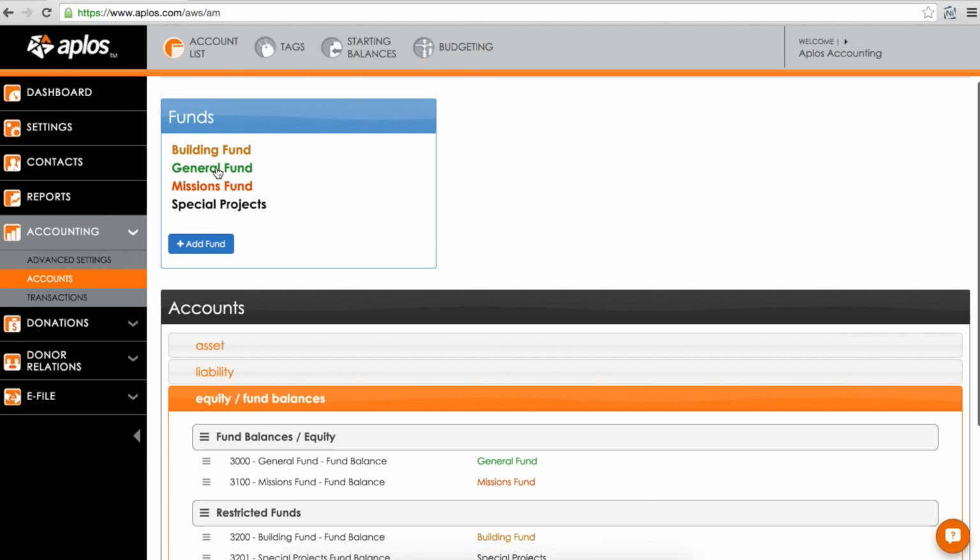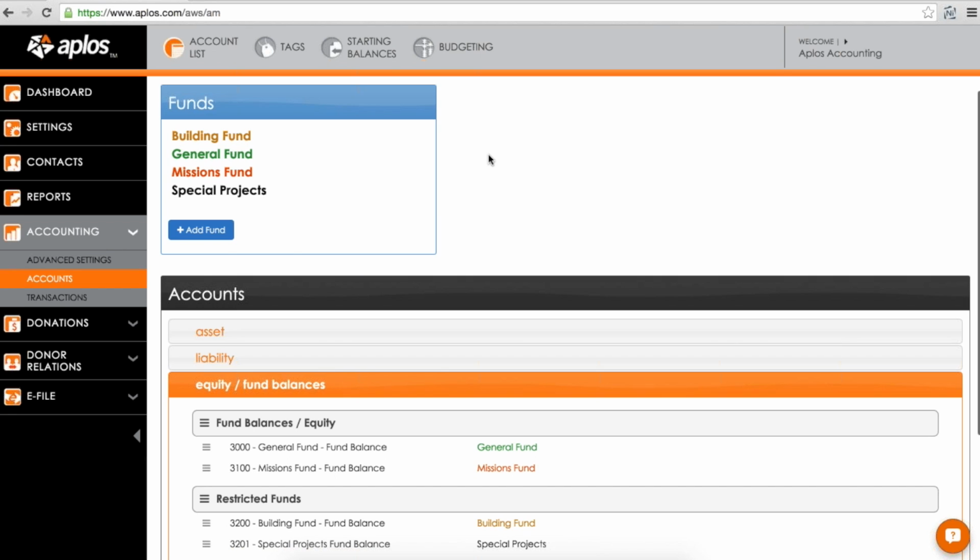So in Aplos, let's say I have 4 funds. I have a building fund, a general fund, a missions fund, and a special projects fund. These are funds within my organization. For those of you who might be new to what a fund is, think of your whole organization as a circle, like a pie chart. If you were to divvy out little slices of the pie, and each slice is its own entity, with its own income and expense and balances and debt, that is a fund. Fund accounting allows you to track these funds: their balances, the debt you have against them, the income and the expense, all different types of transactions for each fund, and then the sum of all of your funds equals your total organization. So that's a fund.